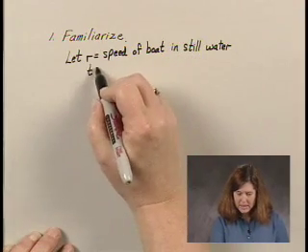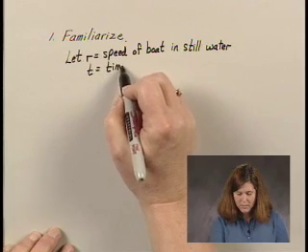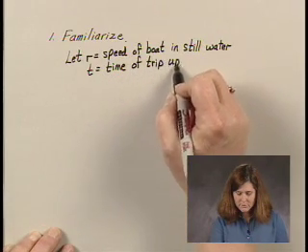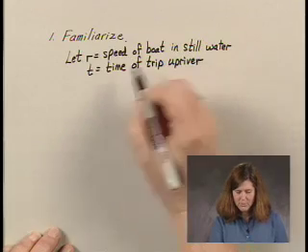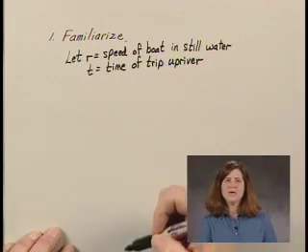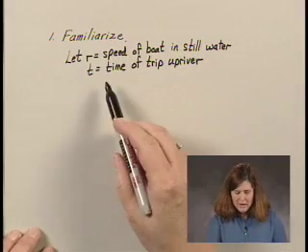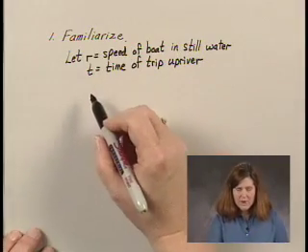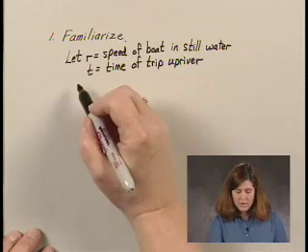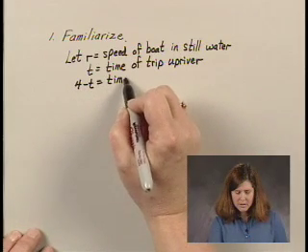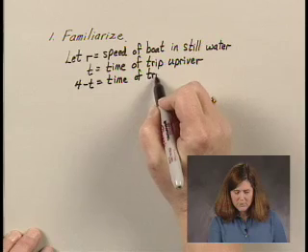And we'll let T equal the time of the trip upriver. Now we've defined 2 variables. We'll have to work till we get an equation of just 1 variable, but we can do that. If T is the time of the trip upriver and it was 4 hours total, then 4 minus T will be the time of the trip downriver.